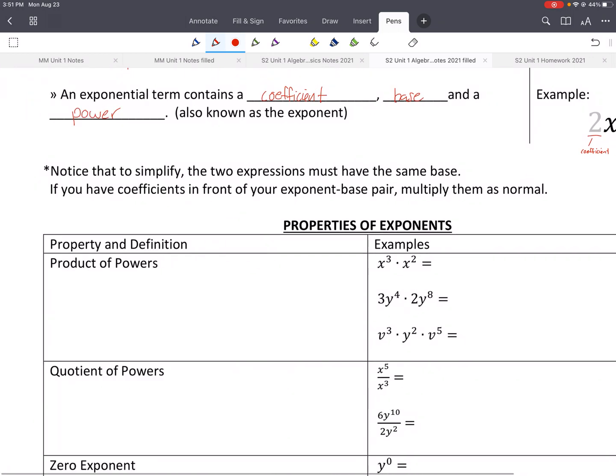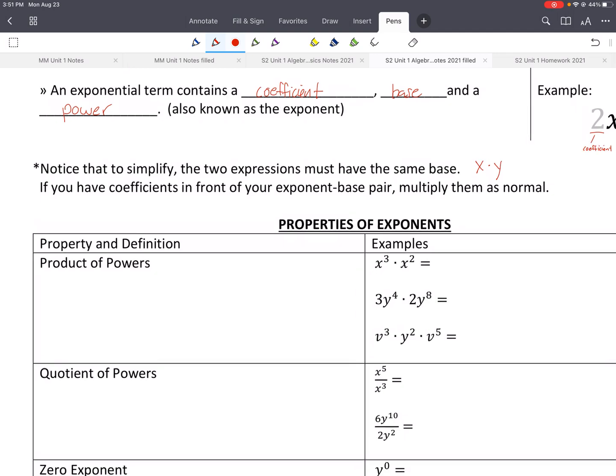Okay, so we have coefficients, bases, and exponents. All right, so notice that to simplify, the two expressions have to have the same base. So if we had something like x times y, obviously we can't combine those. We can't simplify them together. And when we talk about coefficients, they multiply like normal. So let's do a couple examples.